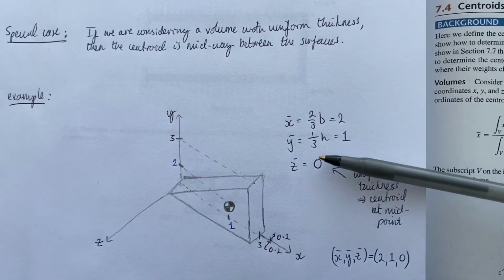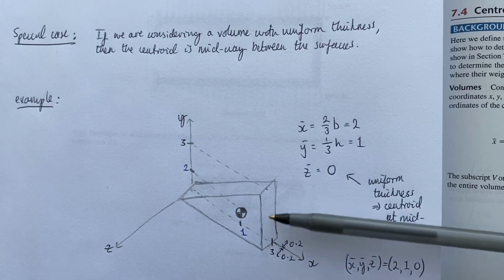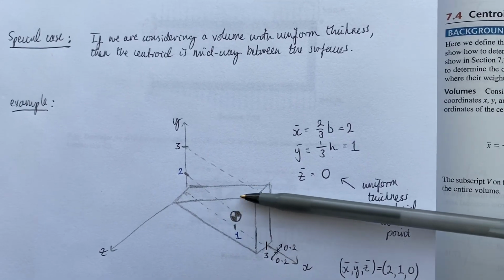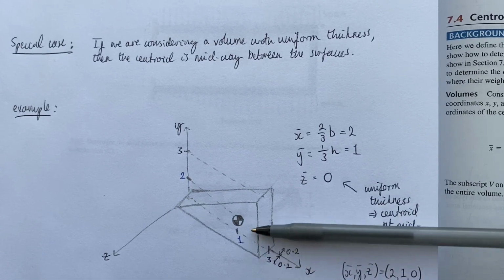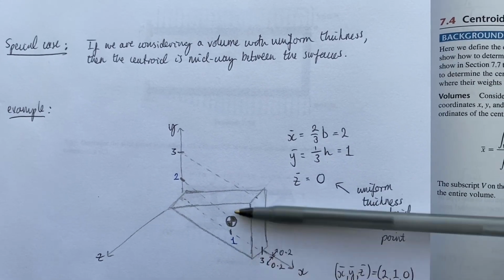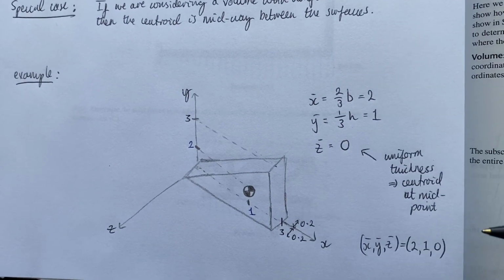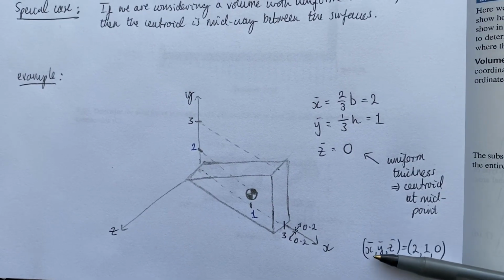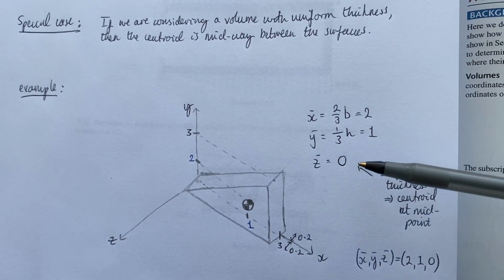And then the z bar coordinate is going to be centered between the two surfaces, right, because it's of uniform thickness, and therefore the z bar coordinate is going to be 0 because this shape is centered along the x-axis. So the final answer, or the coordinates in 3D of the centroid, x bar, y bar, z bar, is going to be 2, 1, 0.